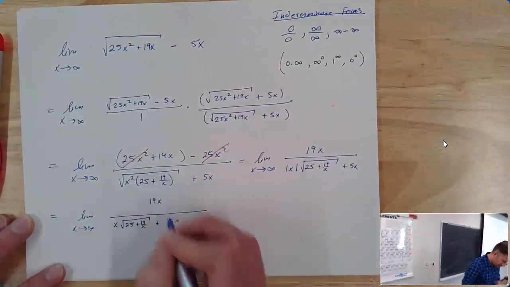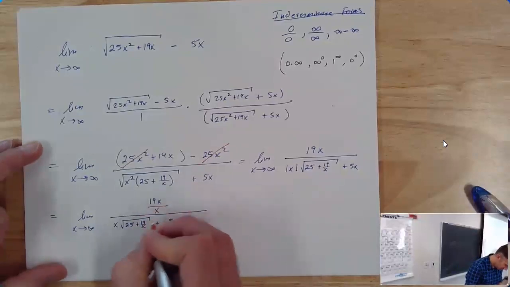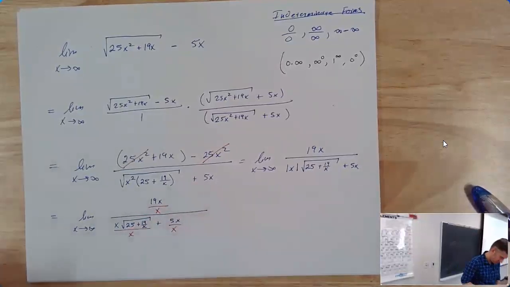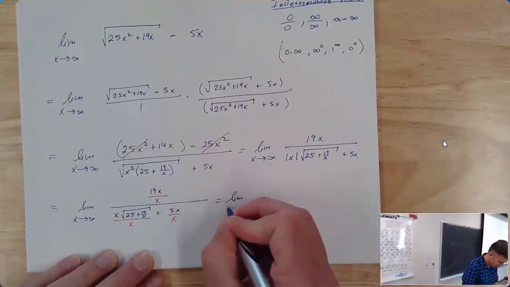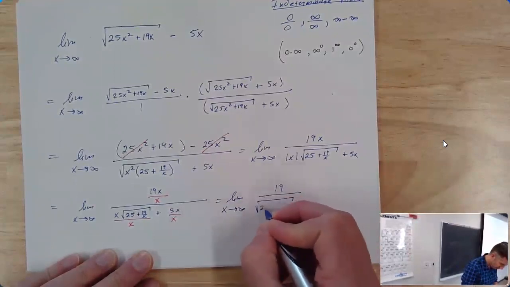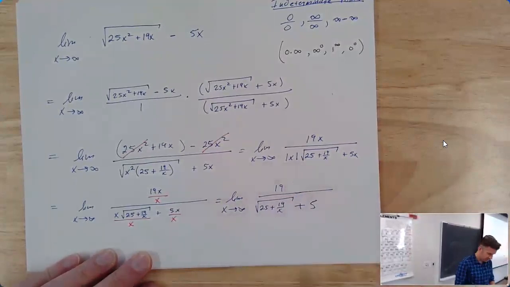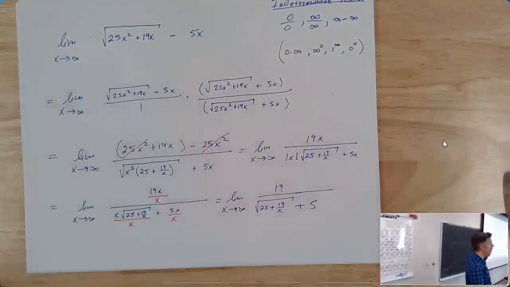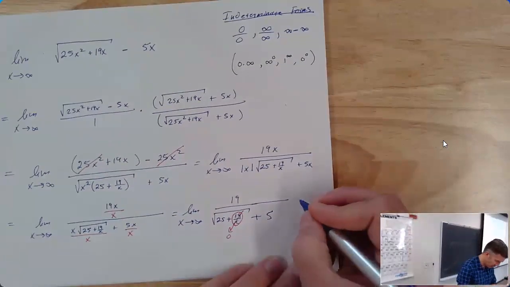And I'm going to also do the work of dividing each thing by the highest power of x that's in the denominator, which is just x to the 1. So then we simplify. We get the limit as x goes to infinity of 19 over the square root of 25 plus 19 over x plus 5. Now we finally are able to take the limit. There's no longer infinity over infinity type. So this goes to 0, and you're left with 19 over 5 plus 5.